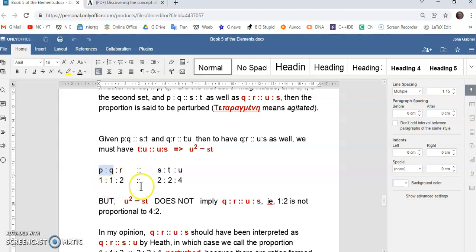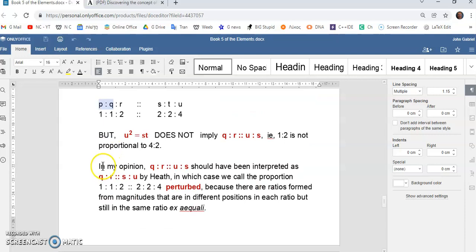And the common measure in this case is a magnitude, not a number, because remember in book 5 we do not have numbers yet. Those only come in book 7. And book 6 follows book 5, demonstrating the geometrical aspects of ratio and proportion.